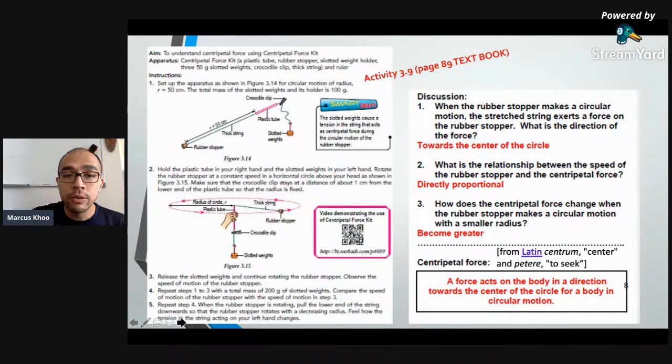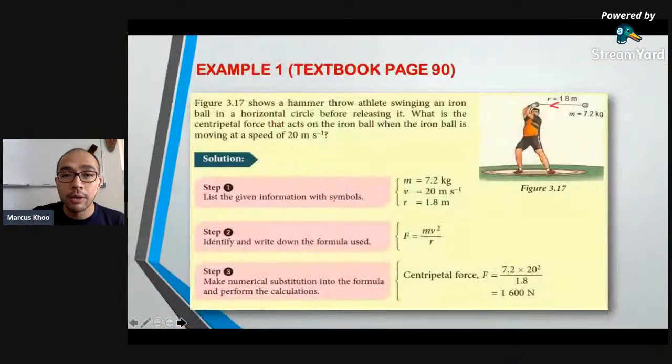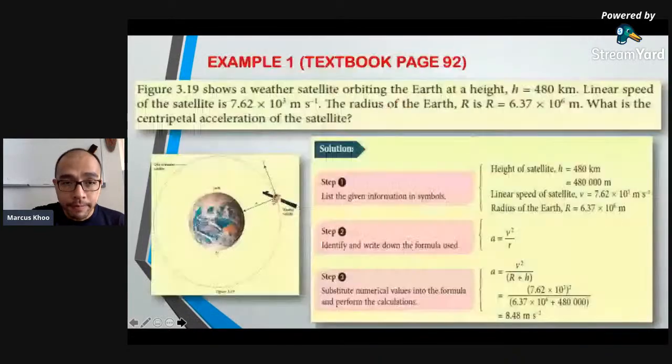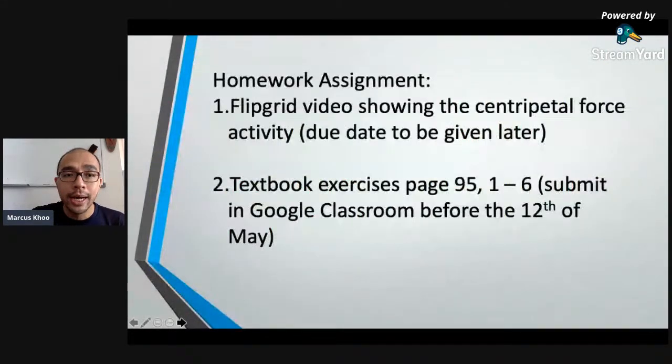When you read the instructions in the Flipgrid, I already said that when you demonstrate this, also answer these three questions. Use the demonstration to answer the three questions. Then your second homework, I've already posted in your Google Classroom: page 95, questions 1 to 6. Please submit this before next Tuesday.